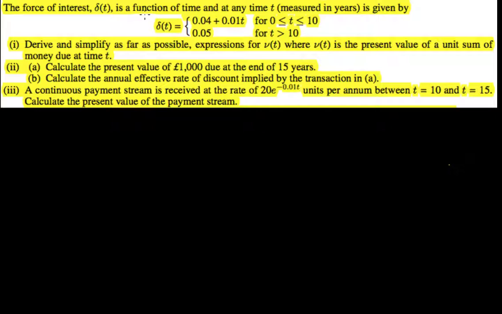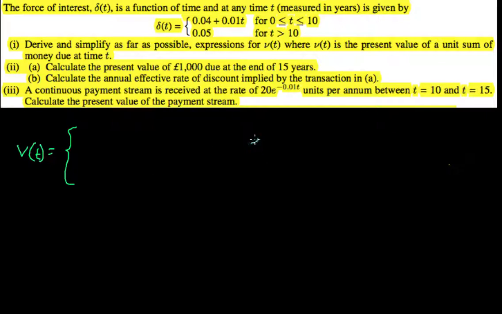The force of interest, delta t, is a function of time at any time t, measured in years, is given by all of that. So derive and simplify as far as possible expressions for V(t), where V(t) is the present value of a unit sum of money due at time t. Okay, so let's start writing down something over here, and let's find out what V(t) is.